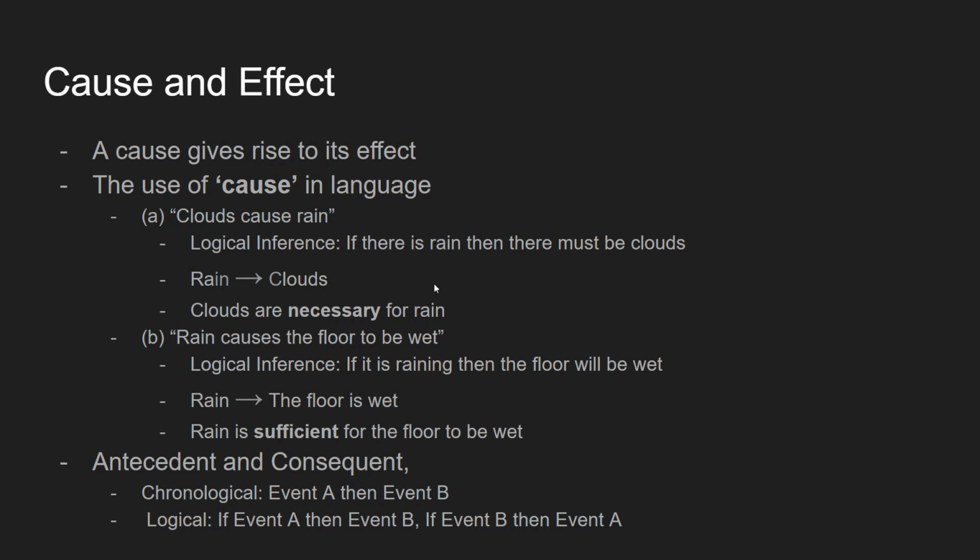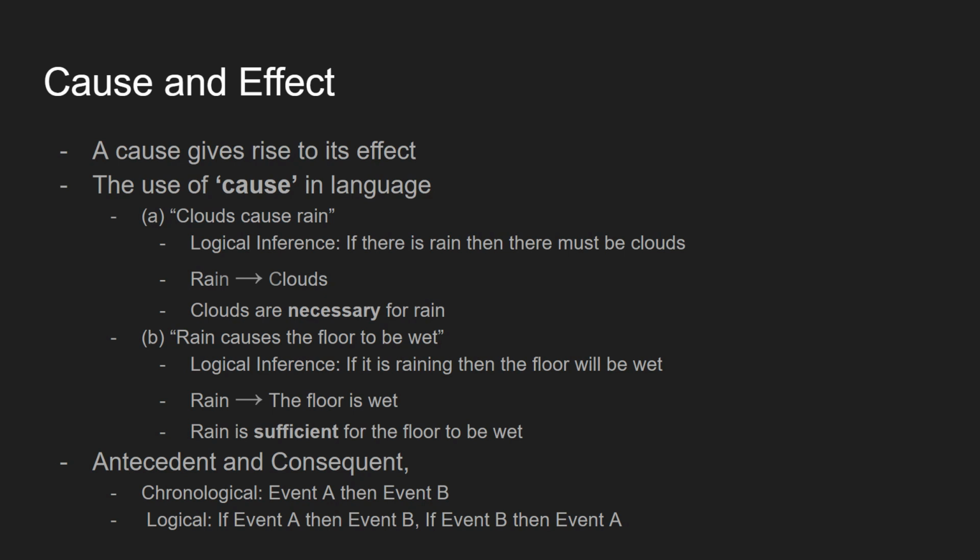Now there's a kind of logical decomposition of the relationship between clouds and rain. And it's that if there is rain, then there must be clouds. If we see clouds, it doesn't mean that there is definitely going to be rain. I can look out the window right now and see clouds, and it's not raining. But the inference is that if there is rain, then the rain must come from clouds.